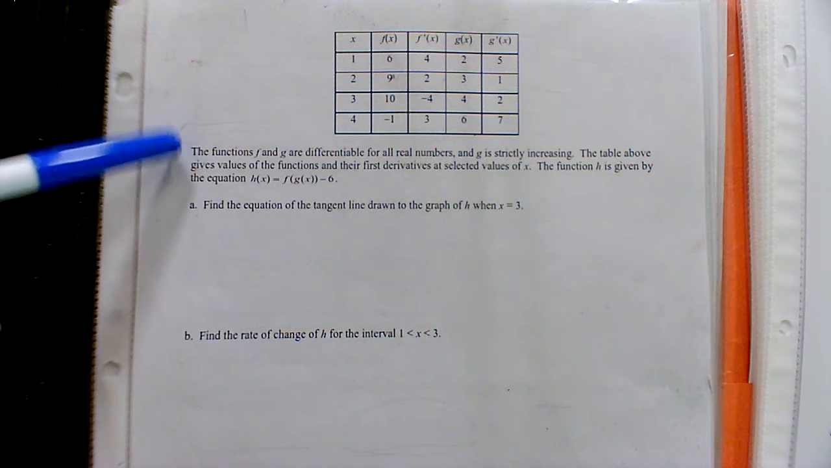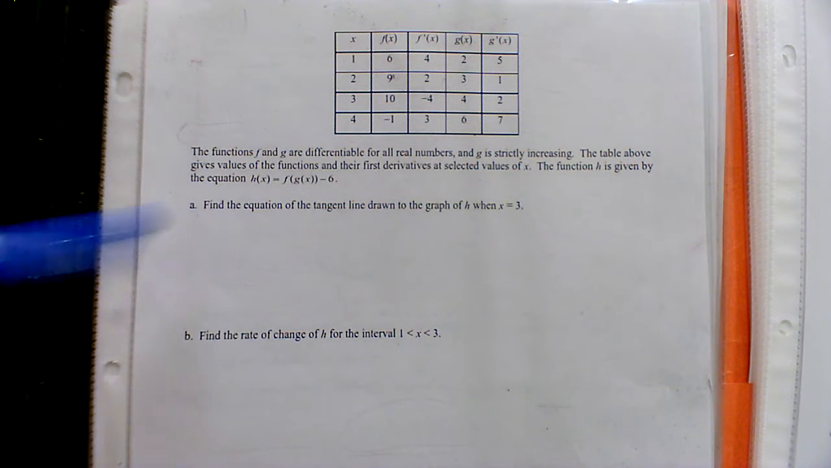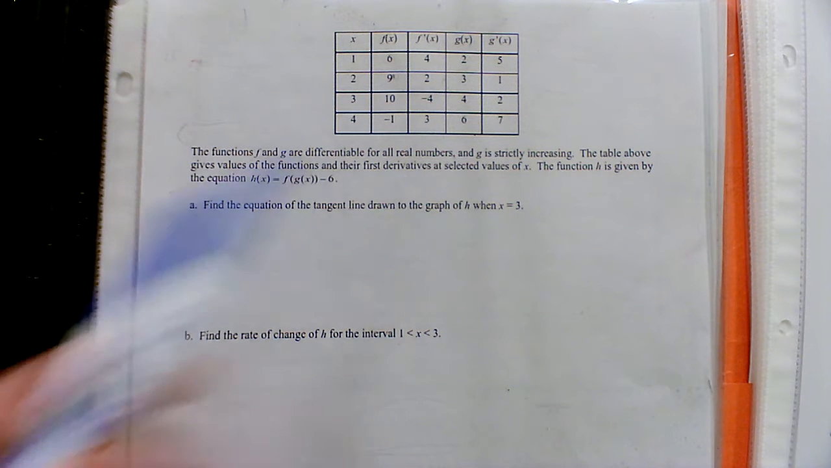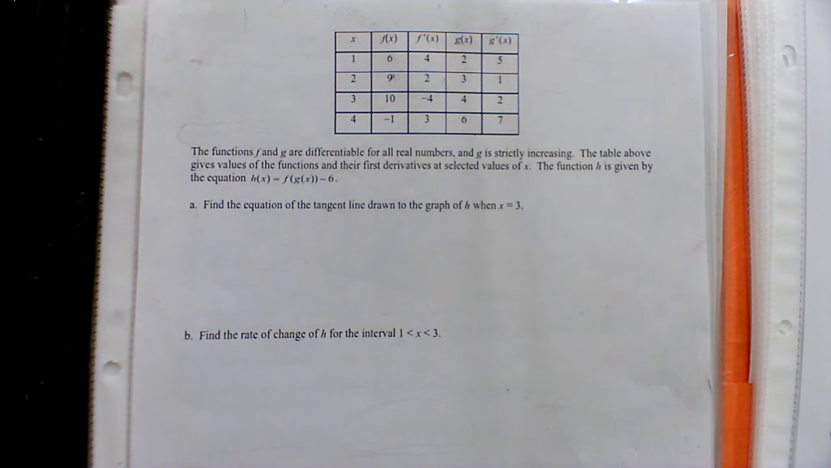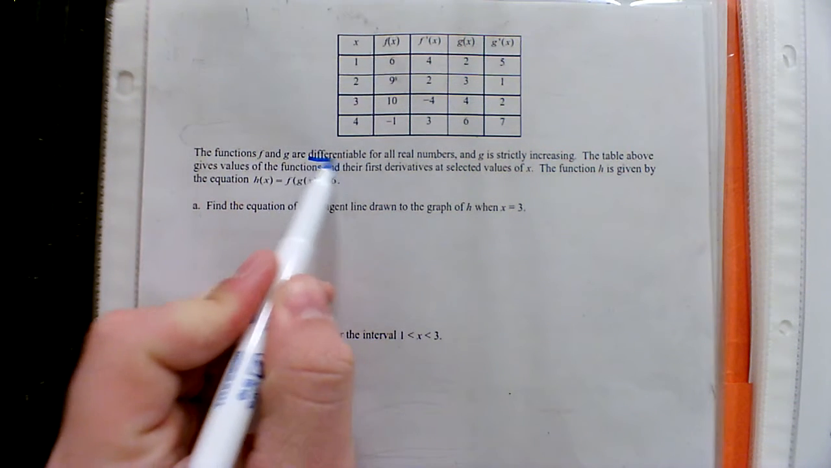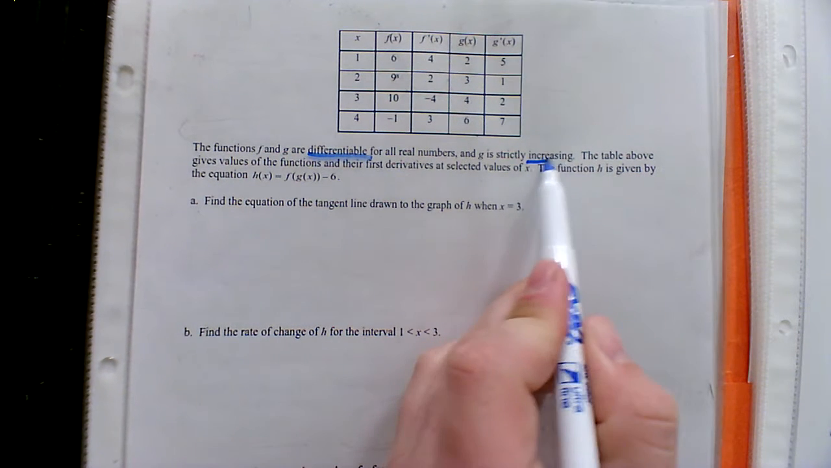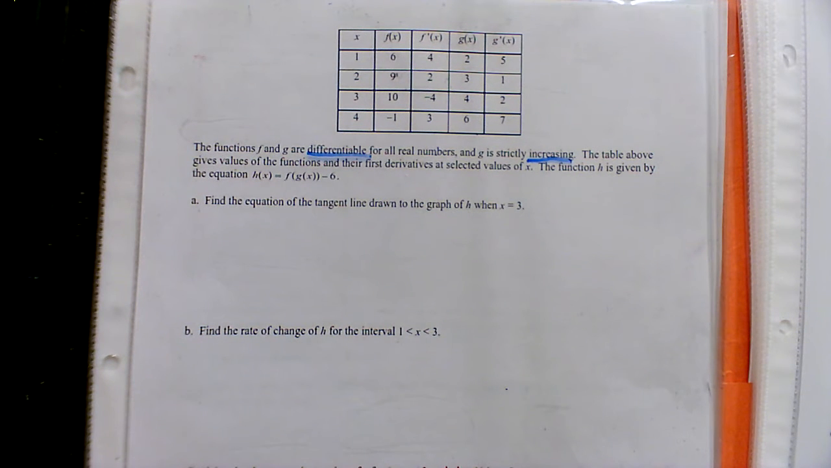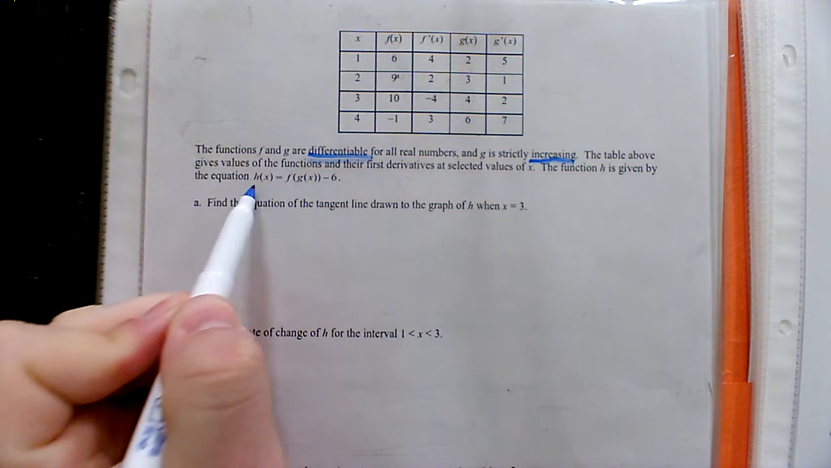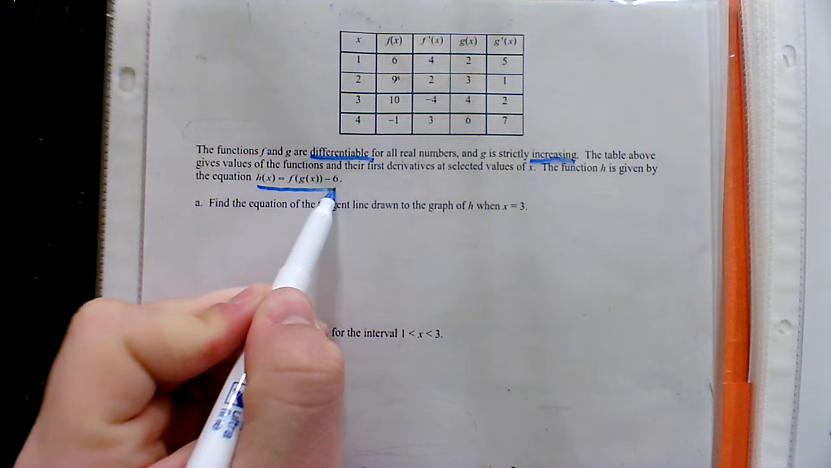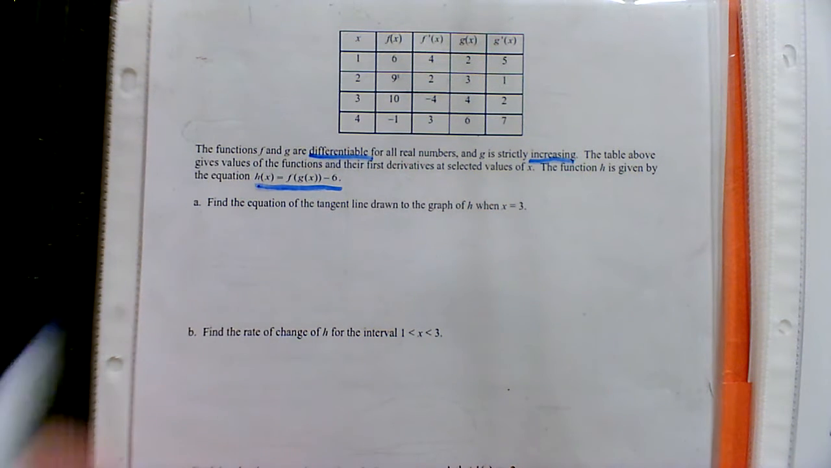Again, anything we read throughout here, since this problem is A, B, C, and D, if we need any of this information below, it'll apply to all parts. The functions f and g are differentiable. That's important. For all real numbers, and g is strictly increasing. The table above gives the values of the functions and their first derivatives at selected values of x. The function h is given by the equation h of x equals f of g of x minus 6.